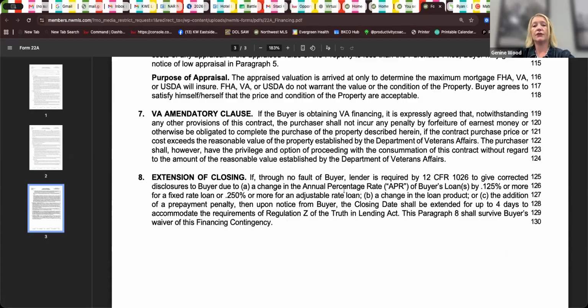Extension of closing. If, through no fault of the buyer, the lender is required by 12 CFR 1026 to give a corrected disclosure to the buyer, the CD changes the APR of the buyer's loan by 0.125% or more for a fixed rate loan, or 0.250% or more for an adjustable rate loan, or changes the loan product, or adds a prepayment penalty, then upon buyer's notice the closing date shall be extended up to 4 days to accommodate the requirements of Regulation Z. This is very, very regular.